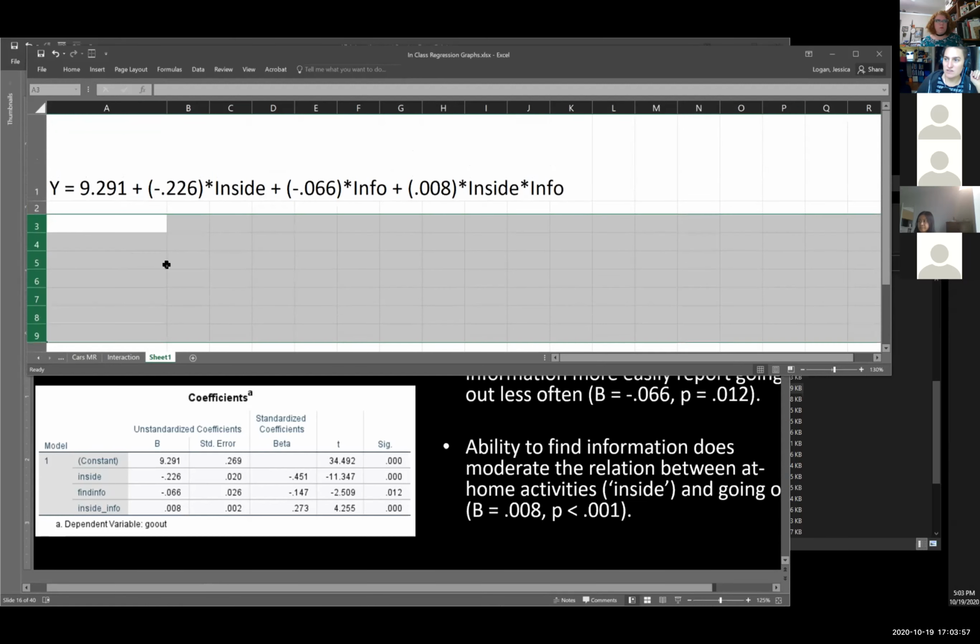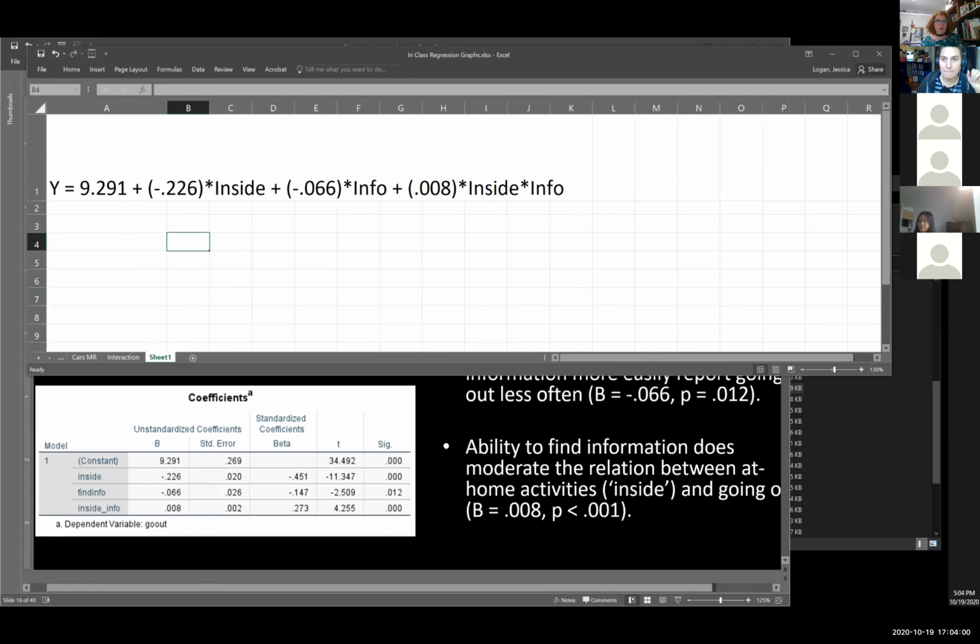Okay, so now if you remember, the next thing we're going to do is pull each of those pieces into its own cell so that it's easier to multiply it. So we need the constant, which is 9.291. We need the inside coefficient, which is negative 0.226. We need the info coefficient. The reason I'm asking you to do this at the same time I'm doing it is because in a second I'm going to make you do different things to it. So you can sit back and just watch me if you want to, but I think you're going to be better off in the long run if you write it yourself.